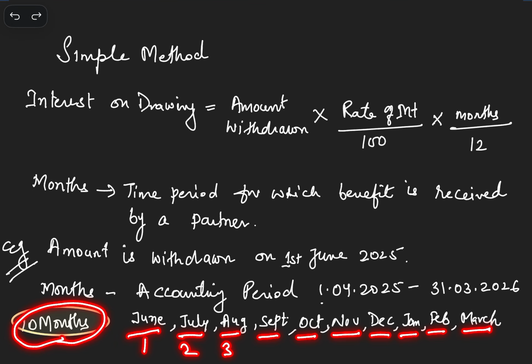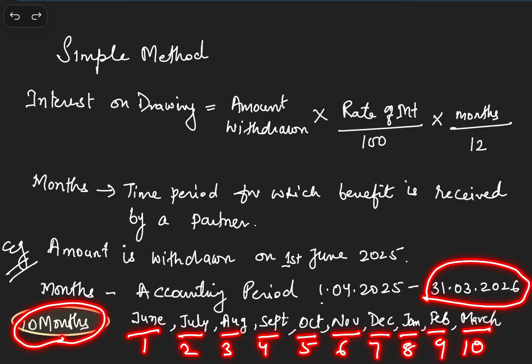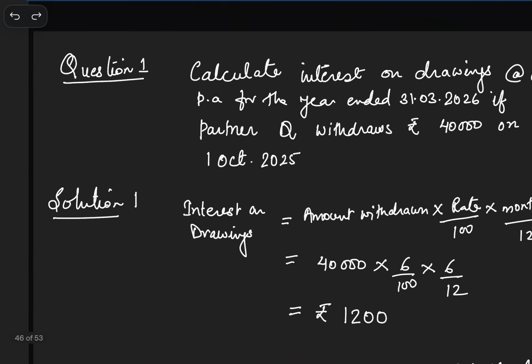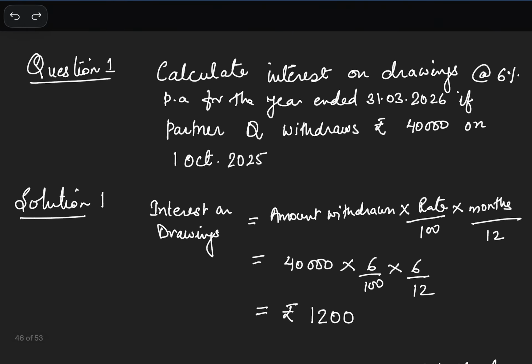1, 2, 3, 4, 5, 6, 7, 8, 9, 10. Means before the ending of the financial year, 31st March 2026, the benefit derived by the partner is for 10 months. So the time to be taken over here will be 10 divided by 12. Let's move on to the questions to understand it better.